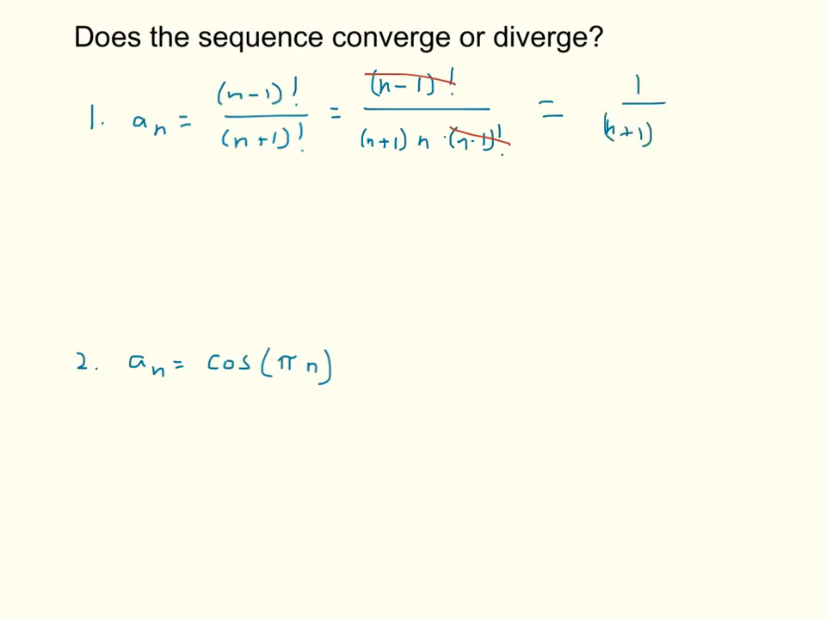To determine if that sequence converges or diverges, I need to take the limit as n approaches infinity of 1 over (n plus 1) times n. In that case, it's very easy to see that the denominator is going to grow without bound, so that limit is going to be 0. And so in this case, a sub n equal to (n minus 1) factorial over (n plus 1) factorial, we know that sequence converges.